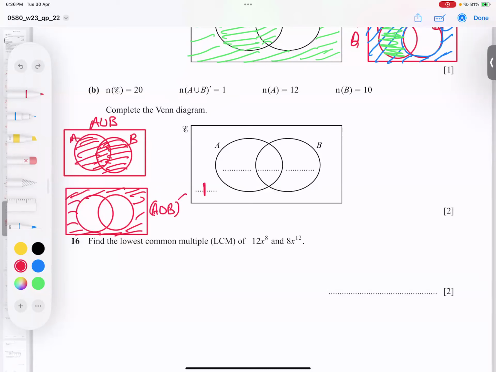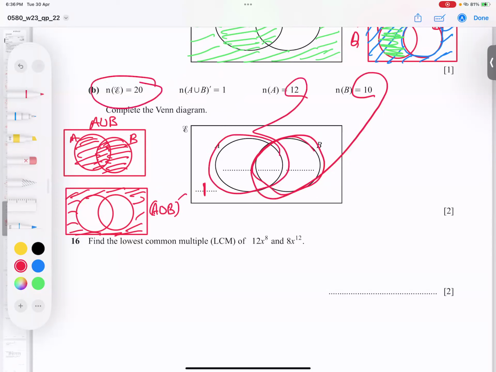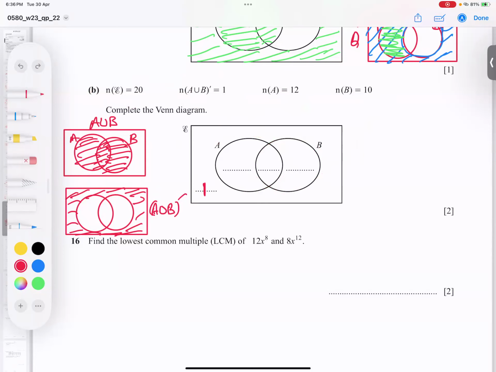Now, students, the problem is that the circle of B has total members 10. The circle of A has total members 12. And universal means all members are 20. So in this kind of question, we don't know the common part. We will assume. I will assume this as X. And look here, I am going to do this technique. I believe you will understand. I will assume X here.